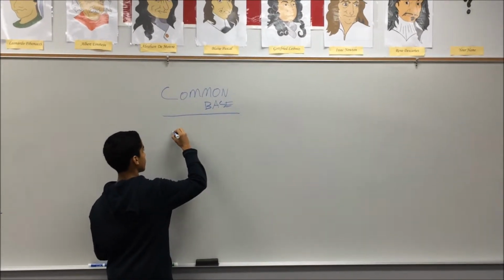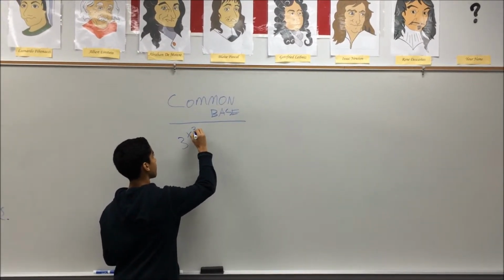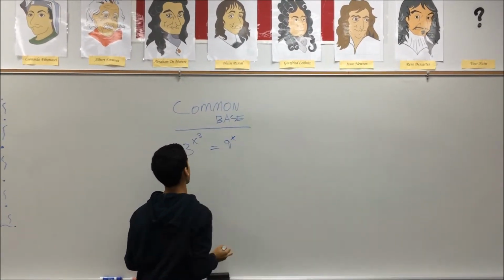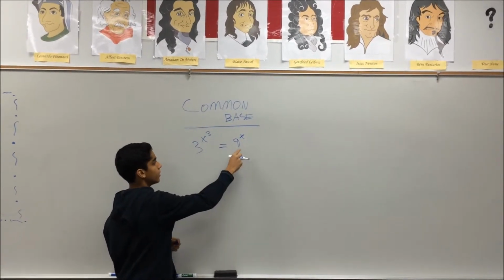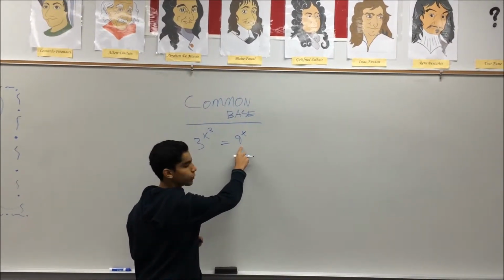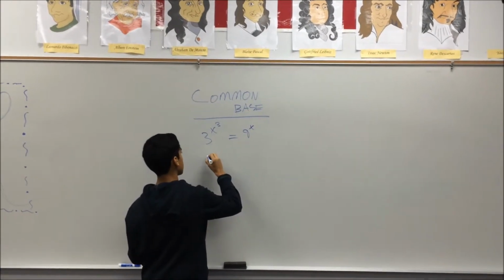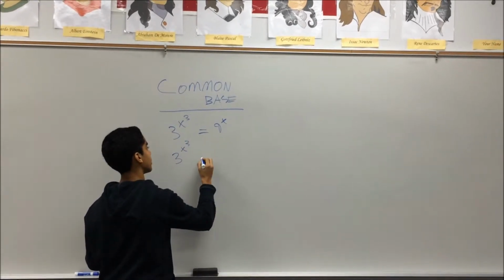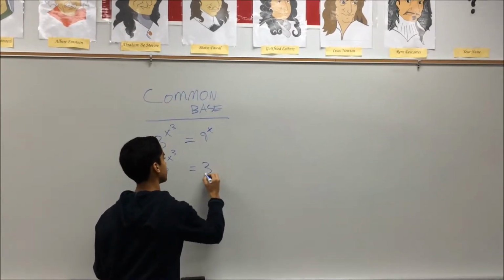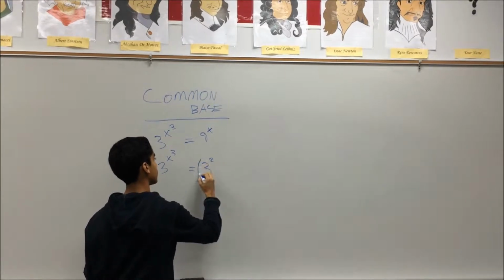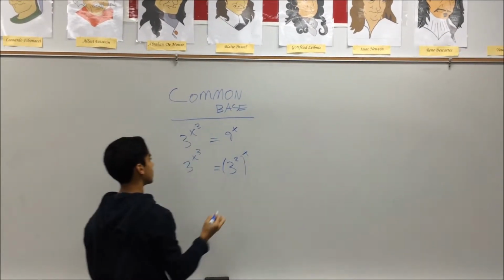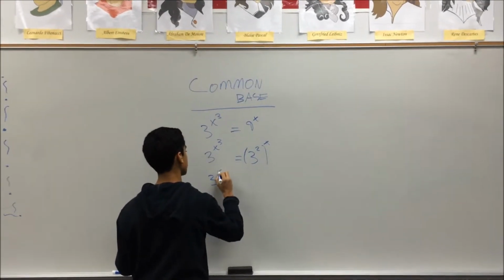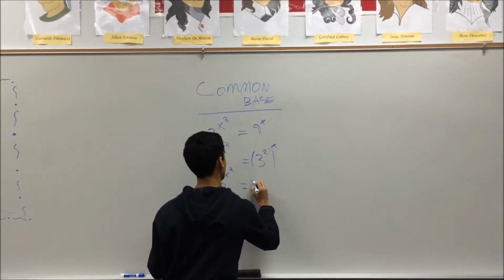Let's start with 3^(x^3) equals 9^x. Now, we have a 3 here and a 9 here. 9 is also equal to 3 squared. So we can change the base here, so we have 3^(x^3) on this side, and (3 squared, which is 9) all to the x. Now, if we expand this part, we have 3^(x^3) equals 3^(2x).